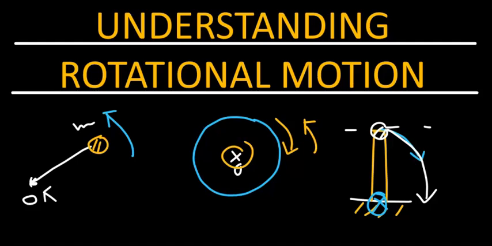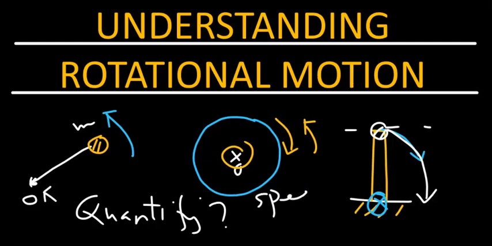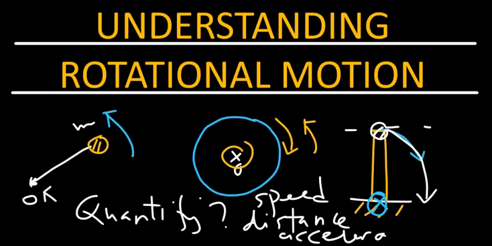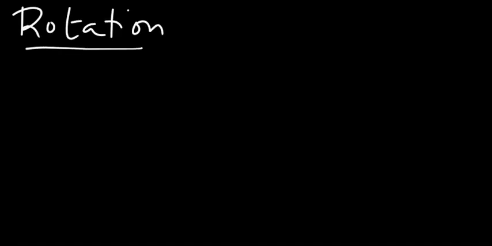The question is how to quantify such a motion, meaning how do we define the speed for such a motion, or the distance traveled, the acceleration, and so on. So how do we define these variables for a rotational motion? To explain these variables, let's go back to the simple model of a rotation.